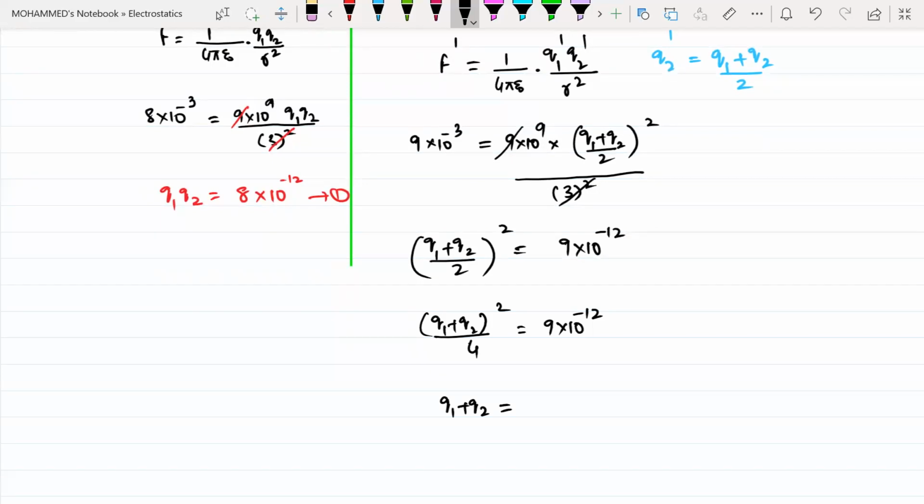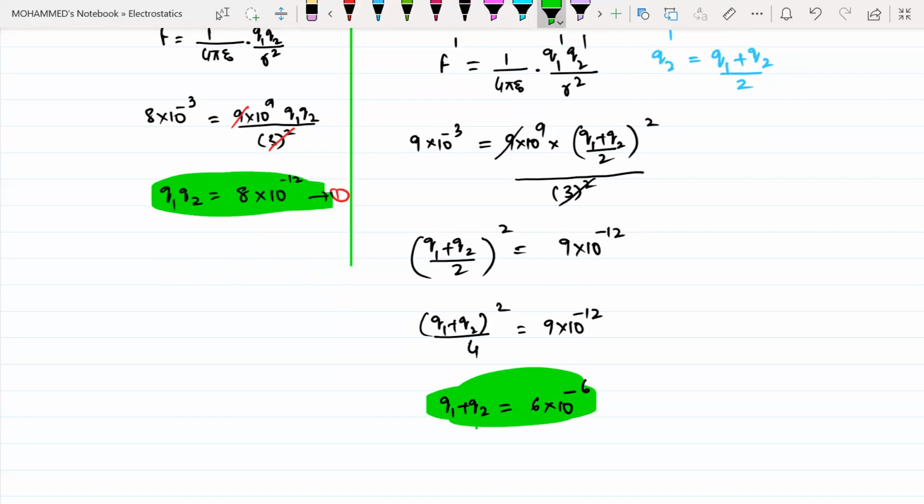If I do the square root here, this will become 3, and here it will become 2. So it will be equal to how much for me, beta? 3 into 2, that will become 6, into 10 to the power of minus 12 by 2, that will become minus 6. Isn't it? So now you got the value of Q1 plus Q2, and you got here Q1 into Q2.